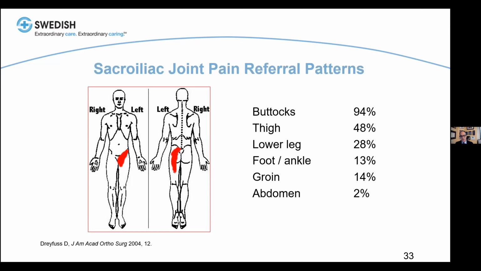Most of those, 94%, went into the buttock, but then a good percentage also went into the thigh, the lower leg, and a small percentage in the foot and ankle, and the groin. We see patients, especially maybe women, around pregnancy or after pregnancy or after spine surgery with SI joint pain. They may have just groin pain, and it's not their hip. It's sclerotomal from their SI joint. And then very rarely into the abdomen.